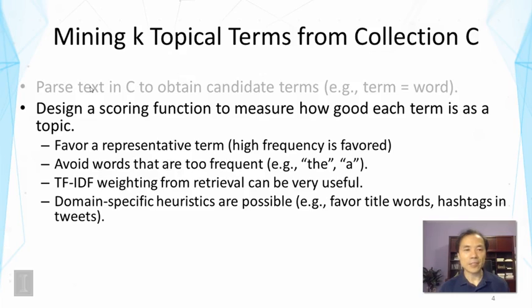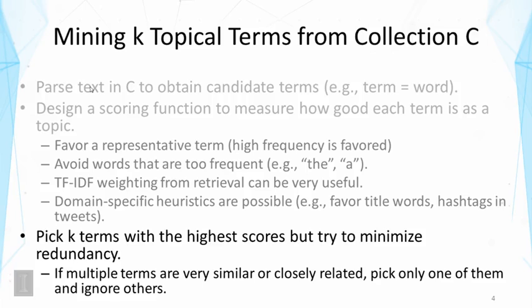Anyway, after we have designed a scoring function, then we can discover the k topical terms by simply picking k terms with the highest scores. Now, of course, we might encounter a situation where the highest scored terms are all very similar. They are semantically similar or closely related or even synonyms. That's not desirable. So we also want to have coverage over all the content in the collection. So we would like to remove redundancy.